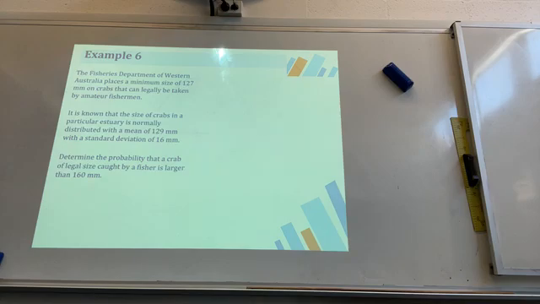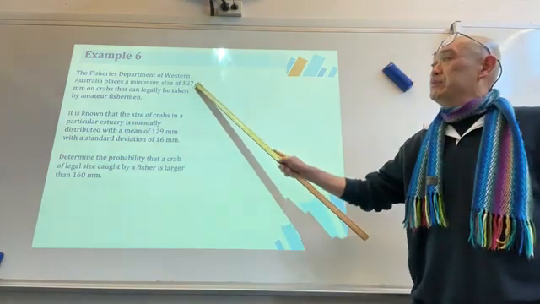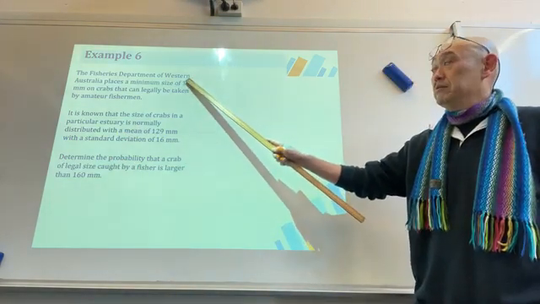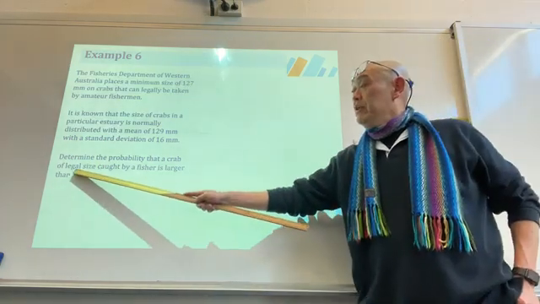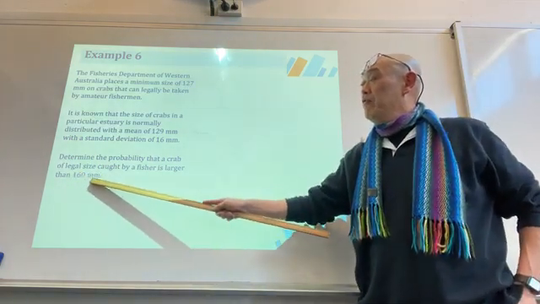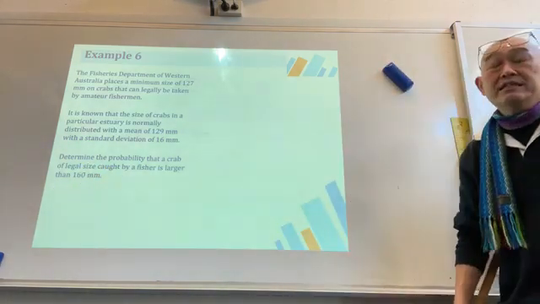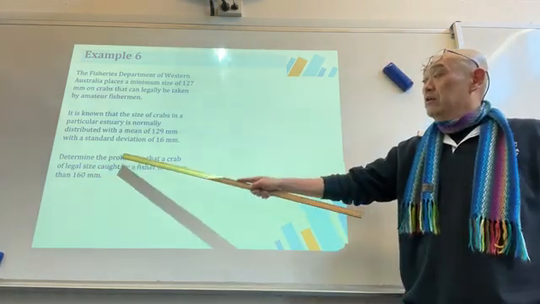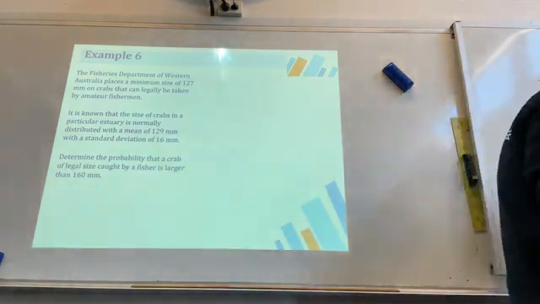So you must know the legal size is greater than 127, right? The legal size is greater than 127. Now you want to know the probability of the crab being larger than 160 millimeters. You know that the person has caught a legal size crab.